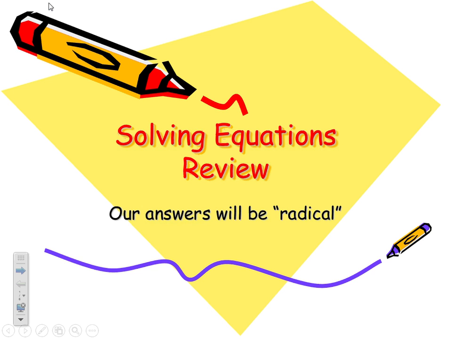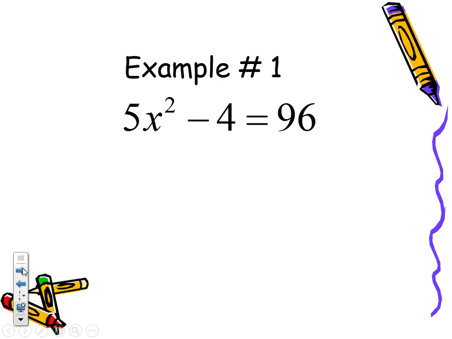Also, something I want to mention, you guys, whenever we have a radical, our answers have to be used as a plus or minus. We're going to have a positive answer and a negative answer. So, we'll get started on example number 1. We're going to do 4 examples. Make sure you get all 4 in your notes, please, okay?